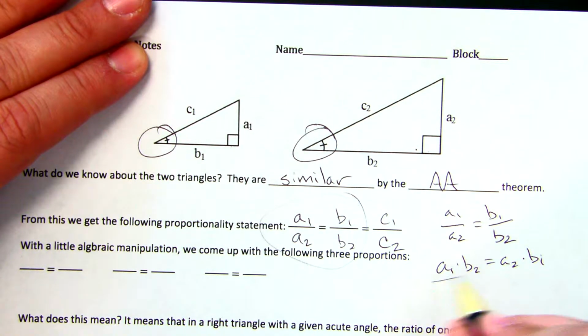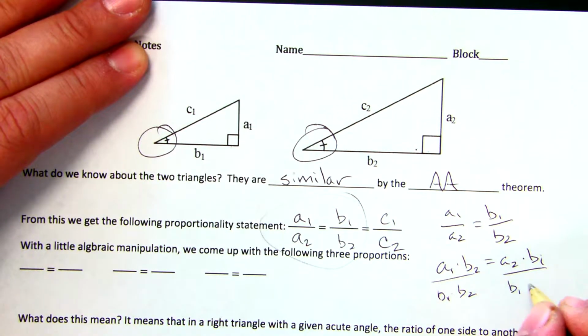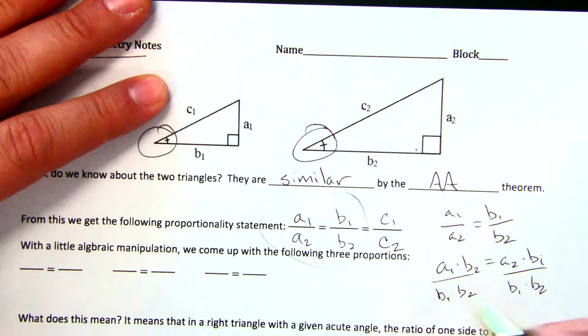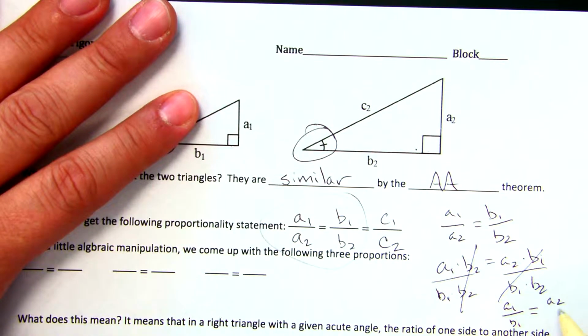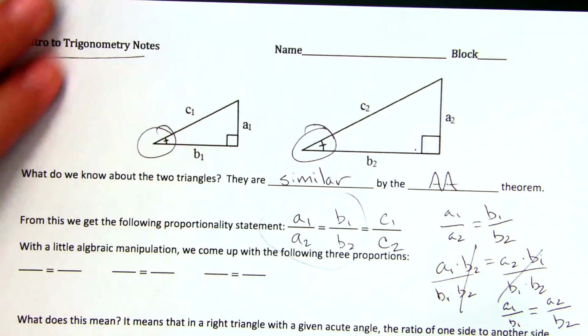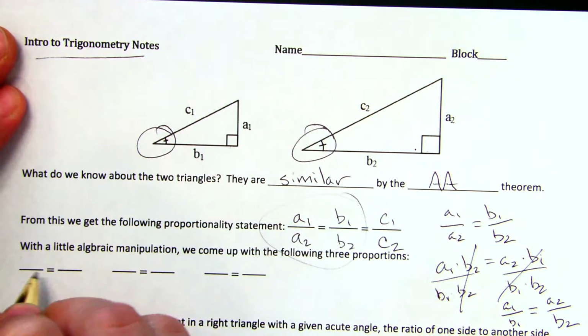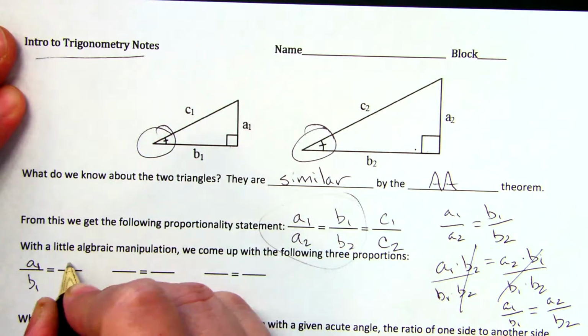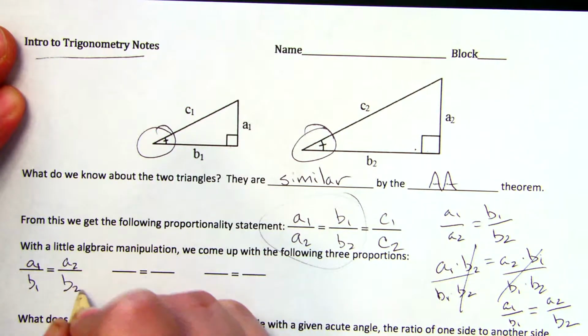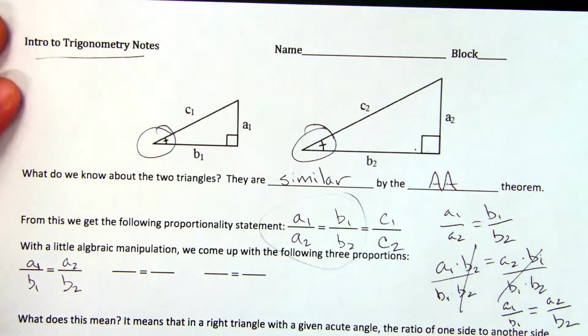Now we're going to do a little division. We're going to divide both sides by B1 times B2. We can do that as long as we divide both sides by the same thing. What happens? These B2s cancel out, these B1s cancel out, and we're left with A1 over B1 equals A2 over B2. I'm going to write that over here. That'll be our first equality: A1 over B1 equals A2 over B2. If this doesn't totally make sense, it's okay. I just want you to see it. I'll talk about what it means in a minute.